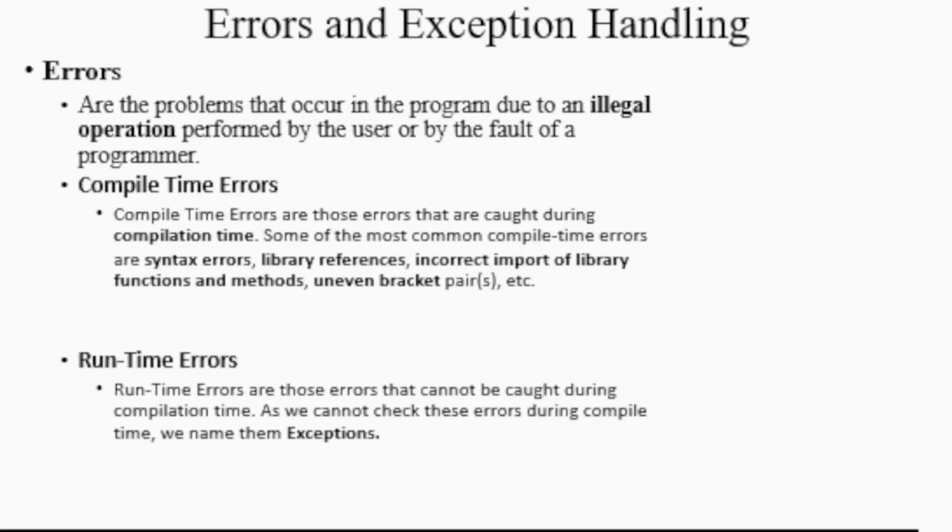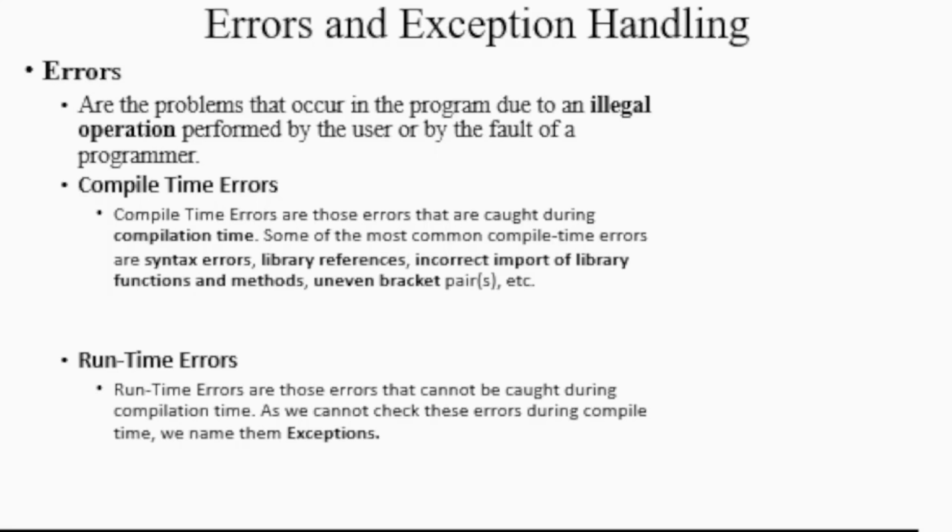So what types of error? Error is the problem that occurs in the program due to illegal operations performed by the user or by the fault of a programmer. So, unwanted illegal operations by the users. There are two types of error: one is compile time error and the other one is runtime error.